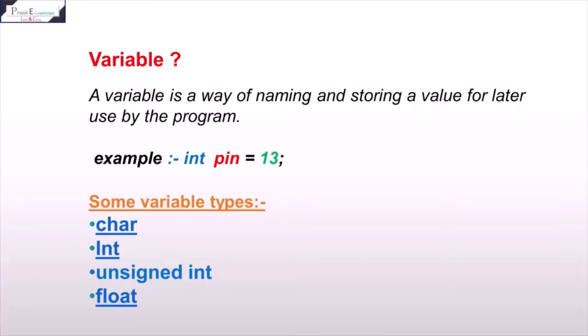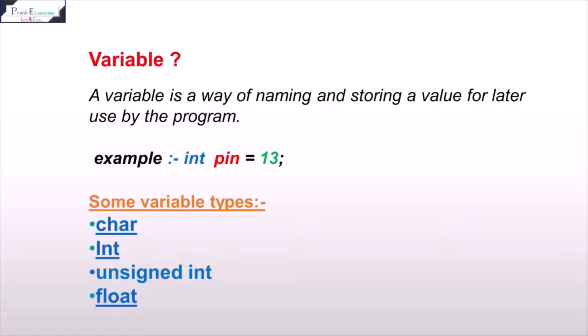Here are some variable types: char, int, unsigned int and float. So whenever your incoming data is in form of characters, you can write char pin equals to 13, and whenever your data type is in float, that is say 20.2 or 11.2, that is in decimal form, you can write float pin equals to 13. Int and unsigned int, the difference between both is whenever you write int, it will accept values that are positive or negative, but whenever you write unsigned int, it will accept only the positive values.